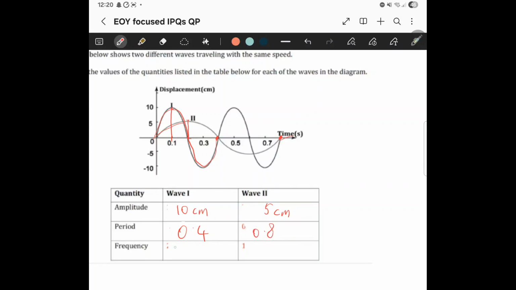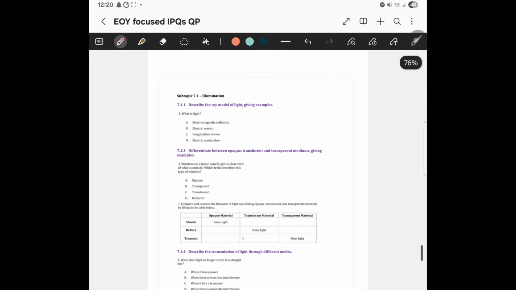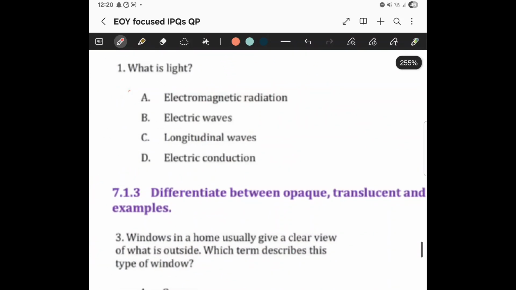0.8. Frequency, that's simply f equals 1 over 0.4. And I think I did that earlier, didn't I? 1 over 0.4, and that was 2.5. 2.5 hertz. And over here, I'm going to do 1 over 0.8, and that will be 1.25 hertz. Period, we should write seconds, and amplitude, centimeters. Don't forget your units, you will lose marks for units. I mark very harshly if somebody forgets units. One of my students knows what I'm talking about. Okay, so let's see what's next.